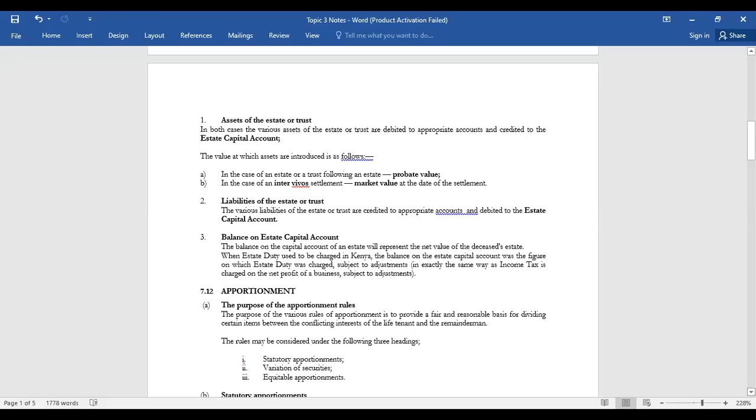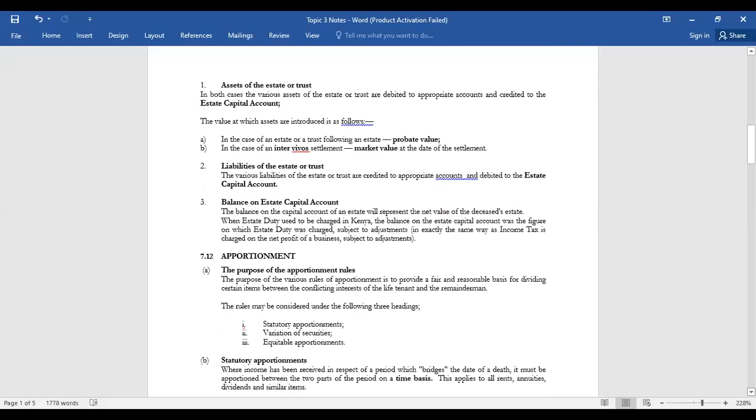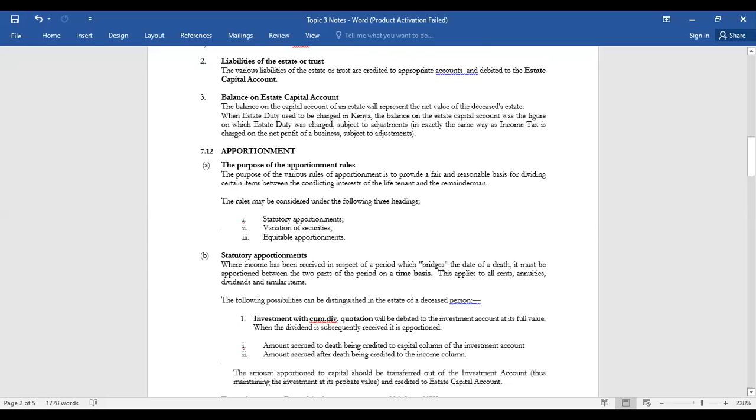Then we have what we are calling the apportionment. Now, when we are talking of the apportionment, this is how we allocate. So the purpose of the apportionment rules is to provide a fair or a reasonable basis for dividing certain items between, of course, the conflicting interests of the life tenant and the remainder man. And the rules may occur either under statutory apportionment, variation of securities.